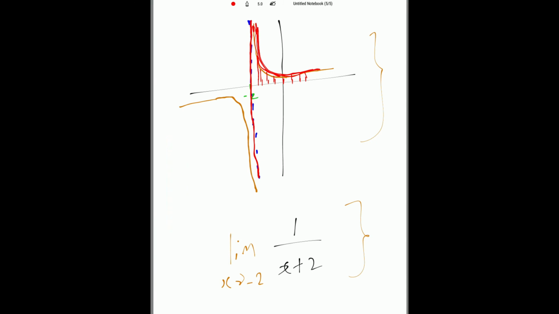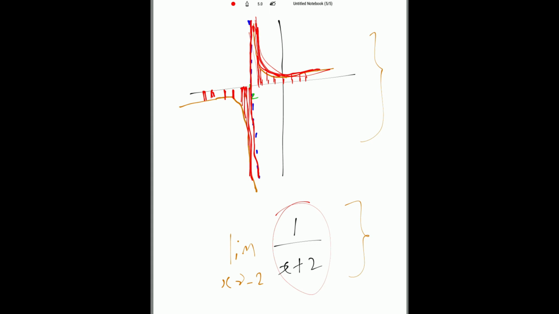So since x approaching negative 2 from the right has corresponding f of x values that are approaching infinity, they are going up and up and up with the curve. And the same thing happens when you approach negative 2 from the left. See, we're approaching negative 2, and we never reach negative 2. The graph of 1 over x plus 2 is actually approaching infinity.